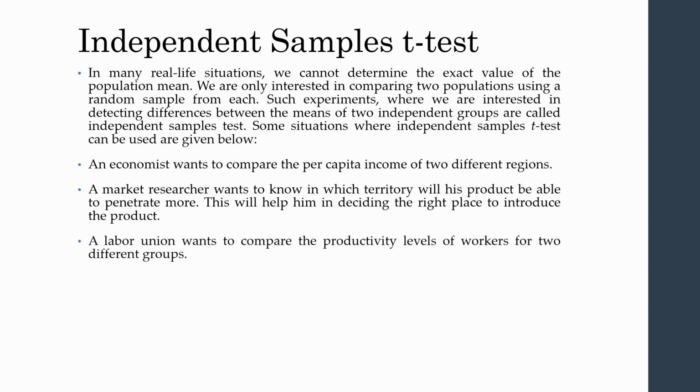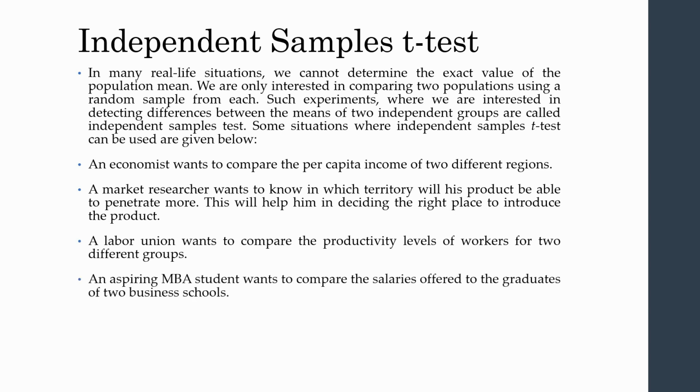variable. A labor union wants to compare the productivity levels. So productivity level is your dependent variable, and it's compared between two different groups. Let's say one group is permanent and the other is on daily wages. An aspiring MBA student wants to compare the salaries offered to the graduates of two business schools. He wants to assess who earns more: graduates from business school 1 or graduates from business school 2.